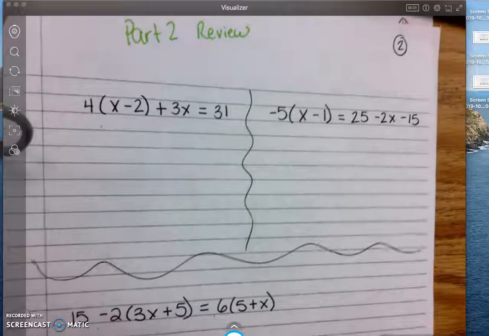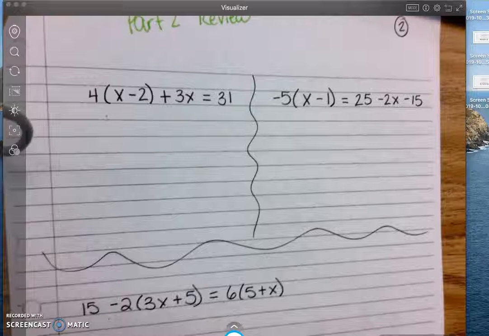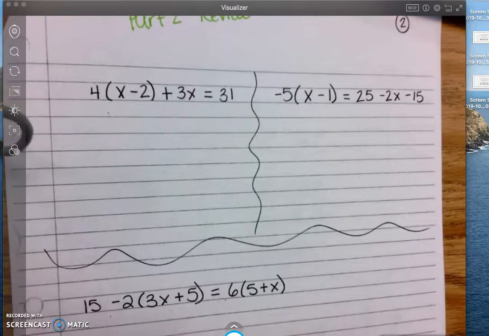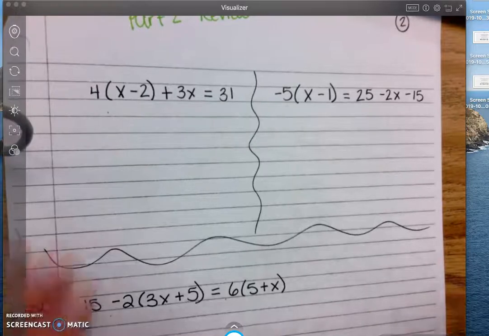Okay, so really quickly, these are level 3 questions. You're going to have parentheses. Again, everything inside those parentheses is locked up. You cannot combine them with other things until it's unlocked. So you need to distribute to get rid of the parentheses.